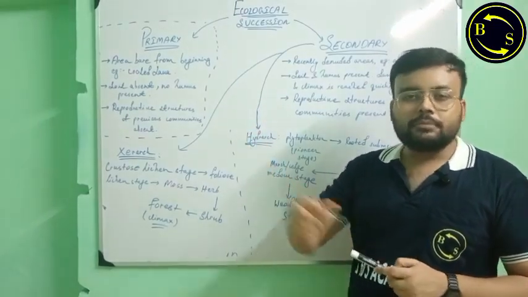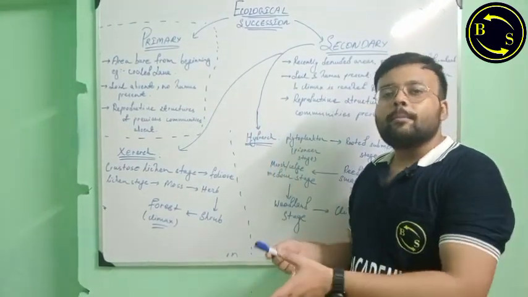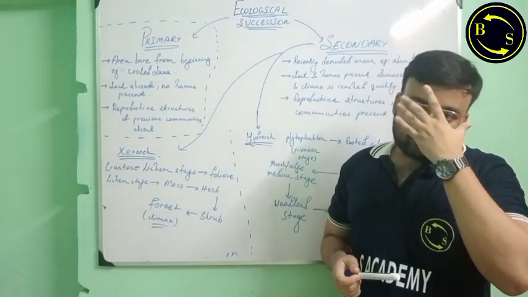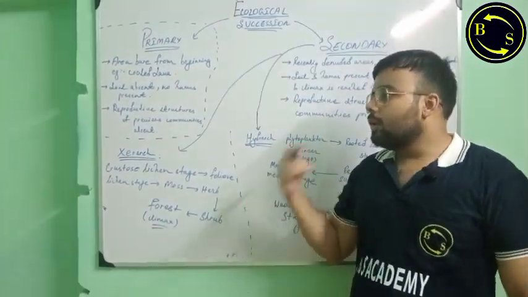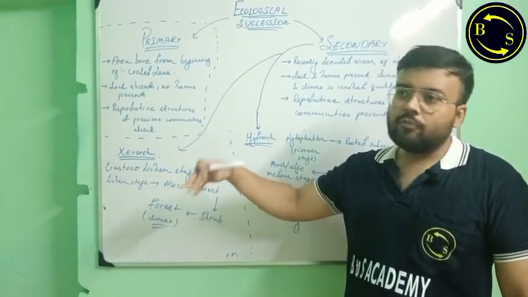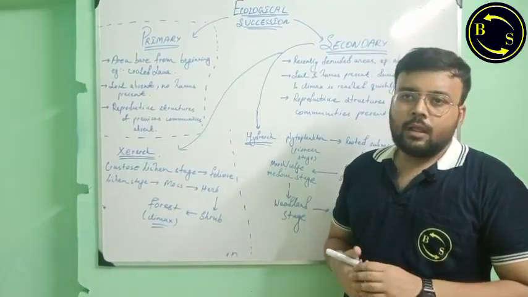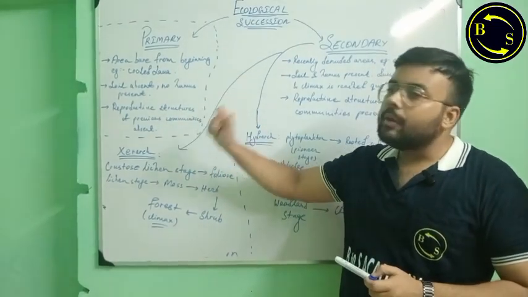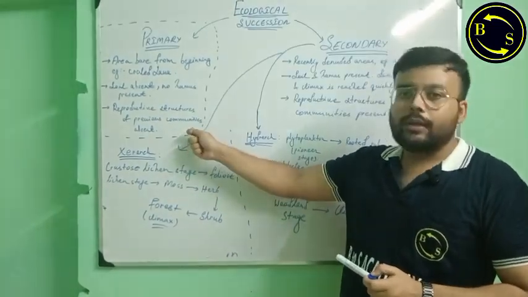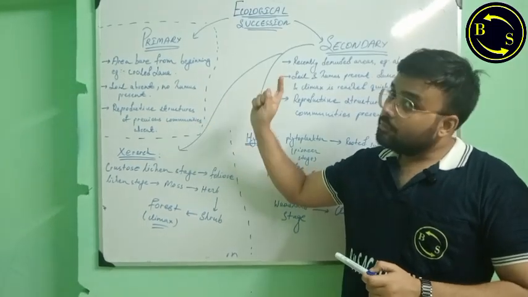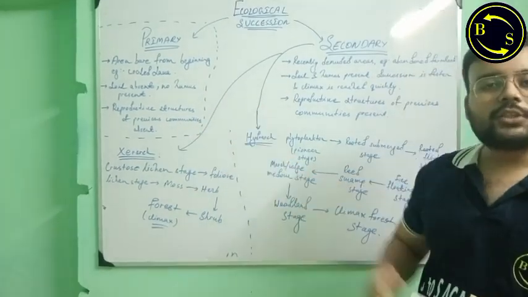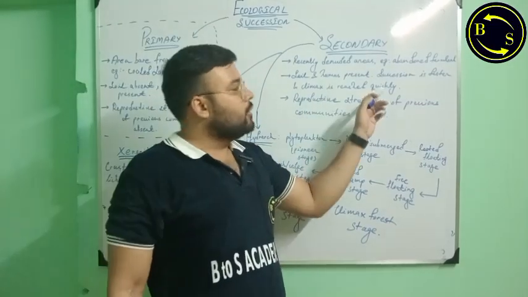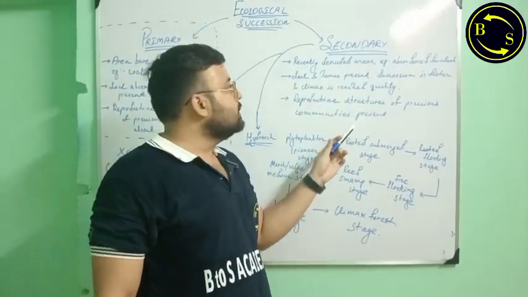Some birds may drop some seeds, wind may carry some seeds or pollens, water may carry some fruits from which a seed may germinate, and such areas in which the soil has already been prepared by the pioneer communities, from those areas also secondary succession can occur. So, soil and humus is already present in case of secondary succession.